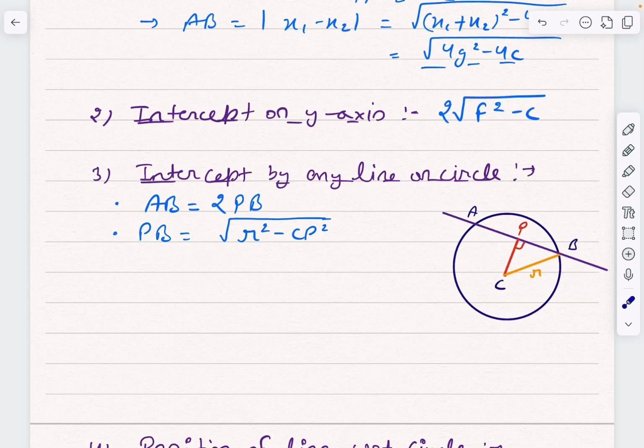You can just use geometry here. How to use geometry? See, find the perpendicular distance of the center to the line. That is the CP distance. Now, the perpendicular from the center to any chord will bisect the chord. So this AP and BP will be equal. Now we have CP, we'll have the radius also. Using Pythagoras, you can find the length of PB and double that, you get AB. So AB is 2PB and PB is square root of R square minus CP square. Simple and effective.